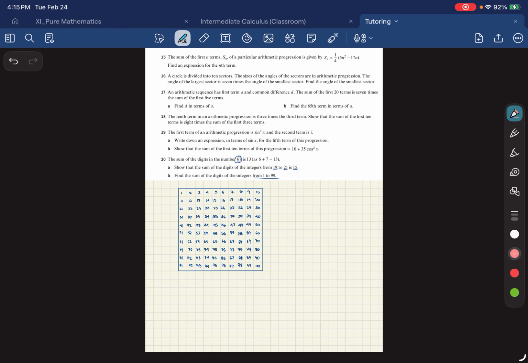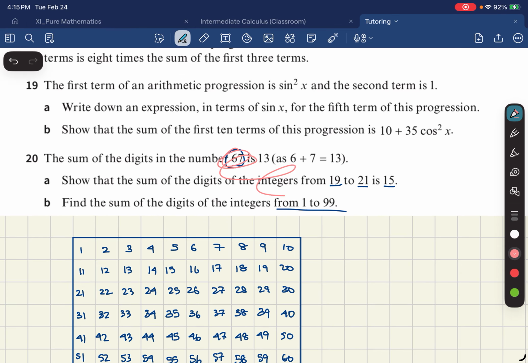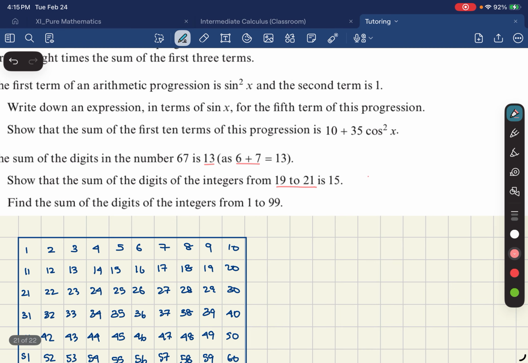Hello, so we're gonna do the last question, which is question 20. And this is a very interesting question. It says the sum of the digits in the number 67 is 13, so we just add 6 plus 7, right? It says show that the sum of the digits of the integers from 19 to 21 is 15. So between 19 and 21, we just have 19, 20, and 21.